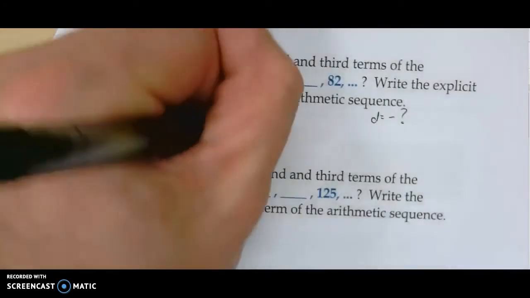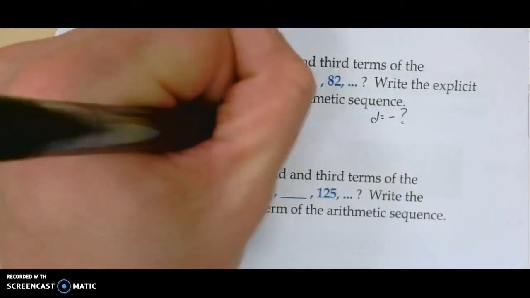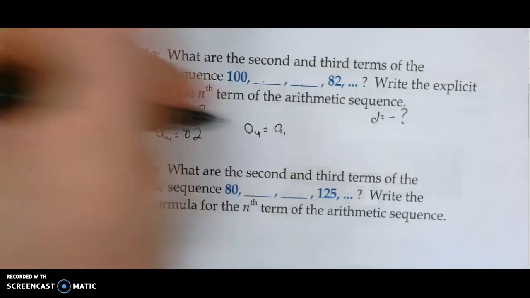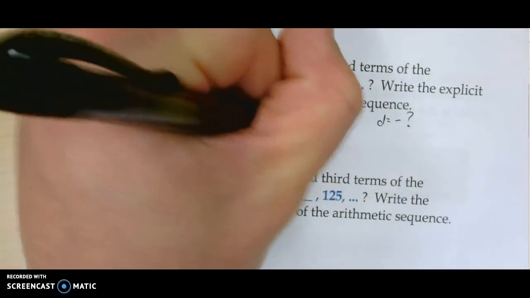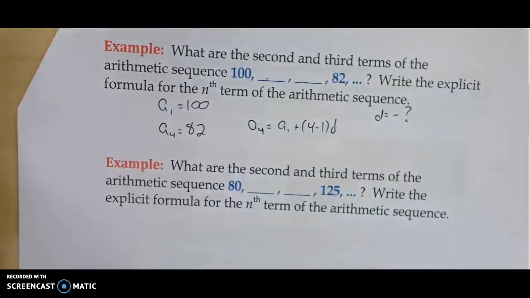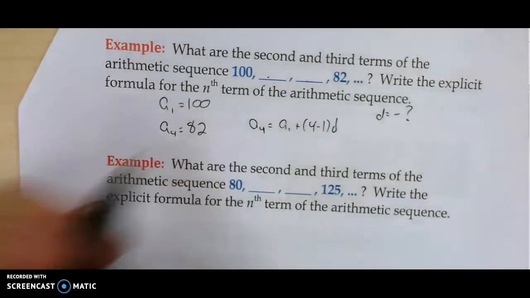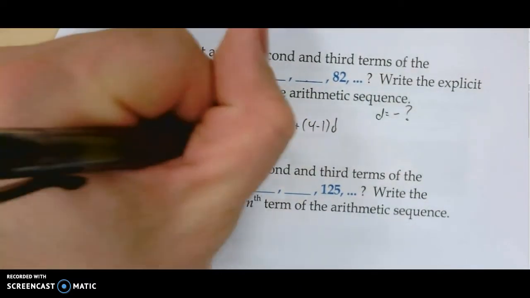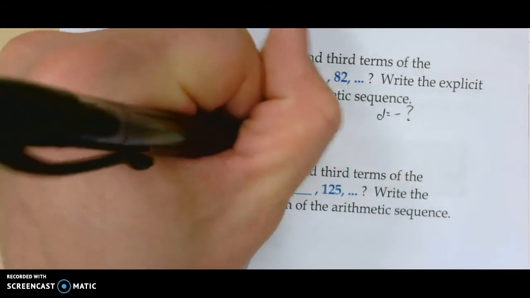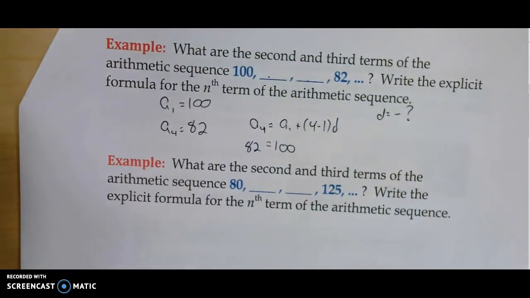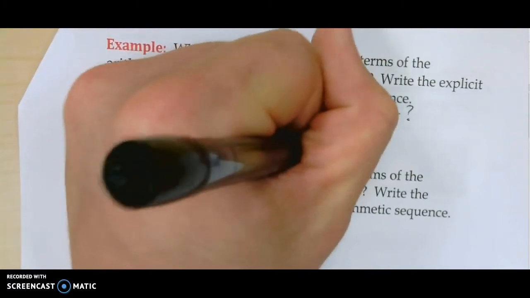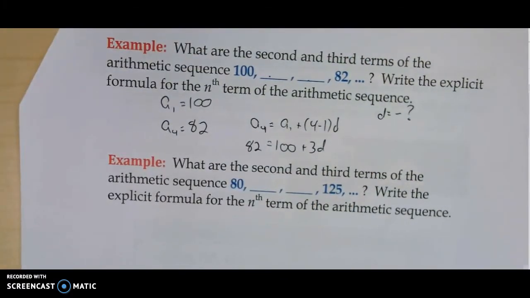Well, let's use this formula here for a sub 4. A sub 4 would be equal to my first term plus 4 minus 1 times the difference. Well, I know a sub 4 was 82. I know a1 was 100. I know 4 minus 1 is 3. So 3d.